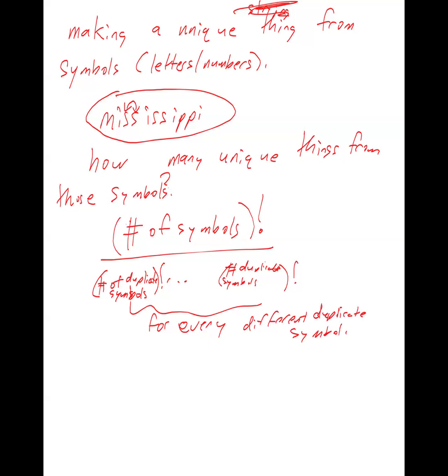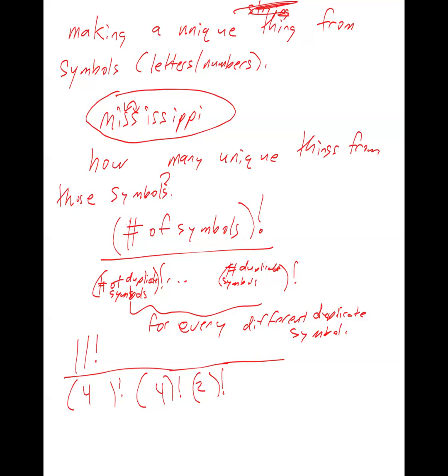So there's 11 symbols total. And how many different kinds of duplicate symbols are there? Is there a duplicate M? No. Is there a duplicate I? Yes. So how many duplicate I's are there? 4. So we have to put 4 factorial on the bottom. How many duplicate S's are there? 4. How many duplicate P's are there? 2. Yeah, so it's 11 factorial over 4 factorial times 4 factorial times 2 factorial.